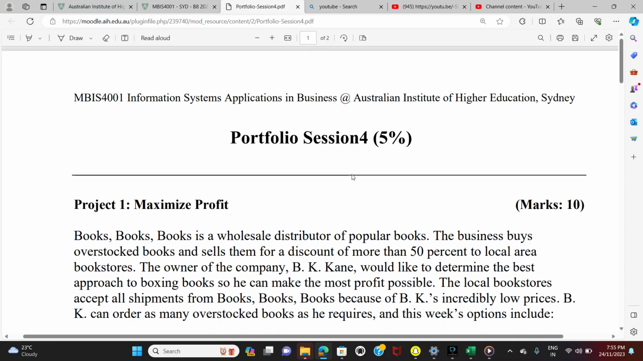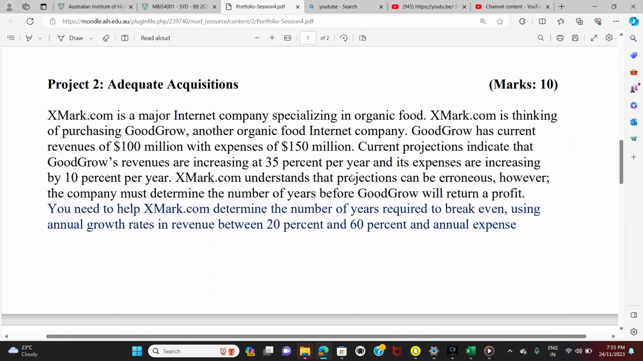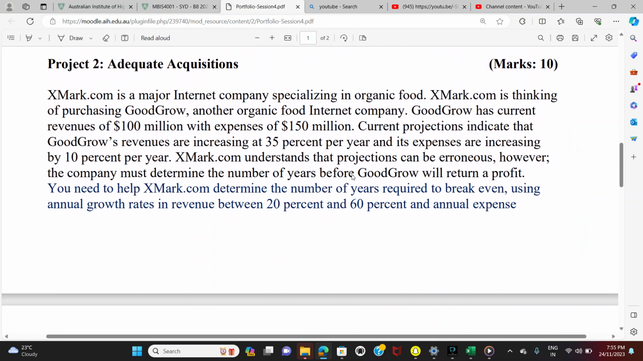So here is the second question from the portfolio session 4. Xmarks.com is a major internet company specializing in organic food. Xmarks.com is thinking of purchasing GoodGrow, another organic food internet company. GoodGrow has current revenue of $100 million with expenses of $150 billion, which is going in a loss.